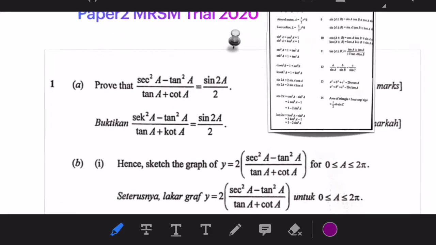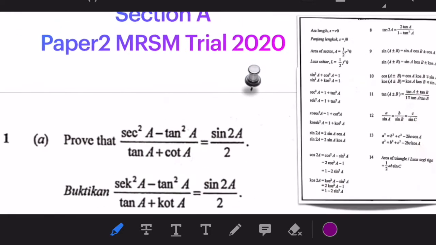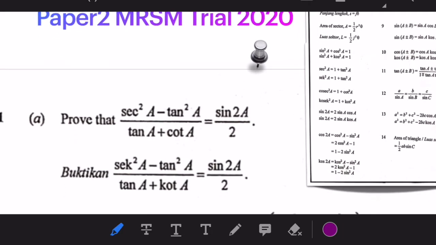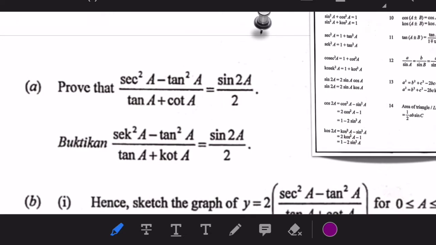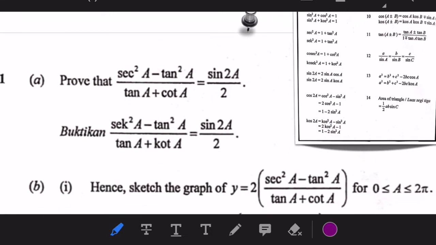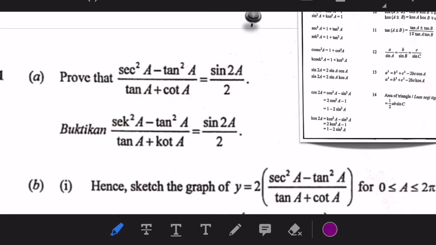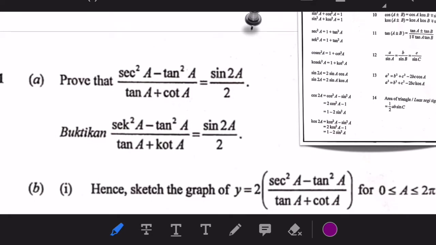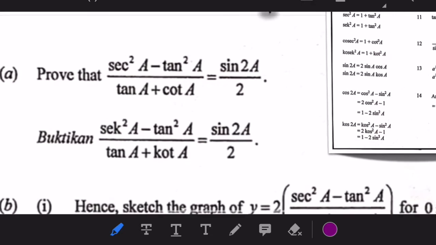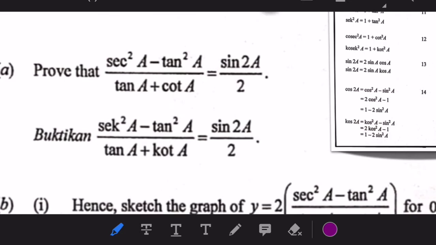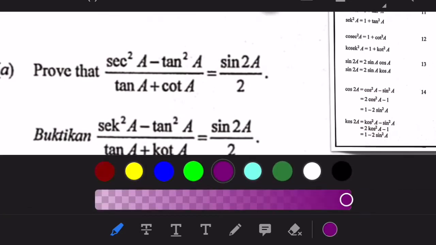This is actually a topic which is quite tough for many students. The moment you see Trigo, you will say, I cannot do. Actually, I just want to tell you that Trigo is considered easy. It's a cold storage question. How to do proving of Trigo? Now I'm going to teach you how to do it.